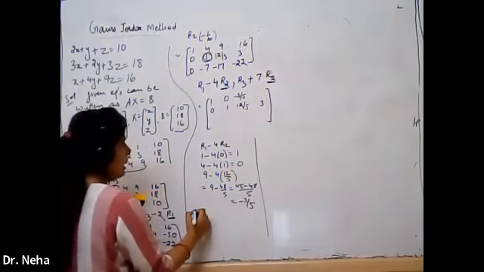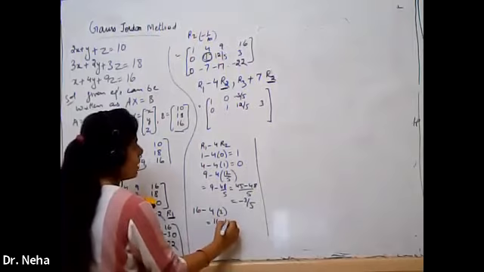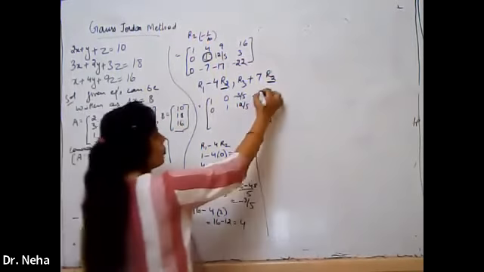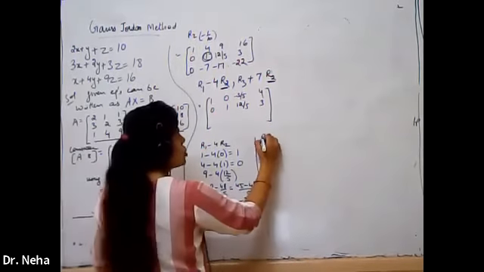Let's come to right hand side. 16 minus 4 into 3. That means 16 minus 12. That is equal to 4. 4 is your right hand side. So let's come to the second operation.